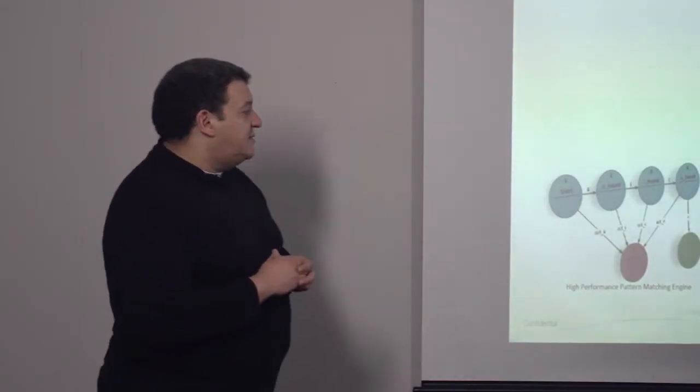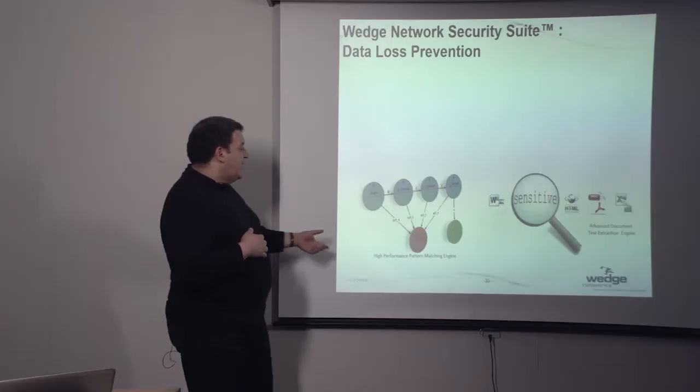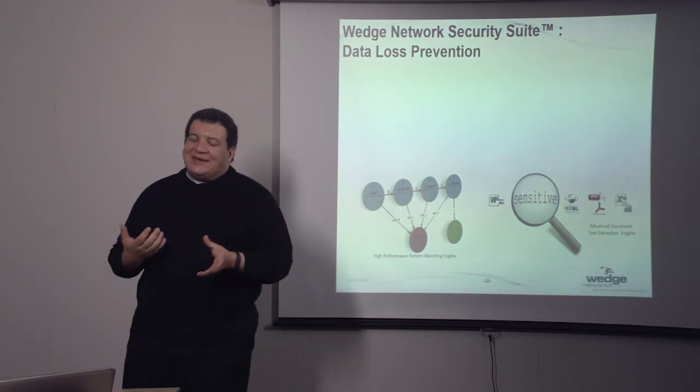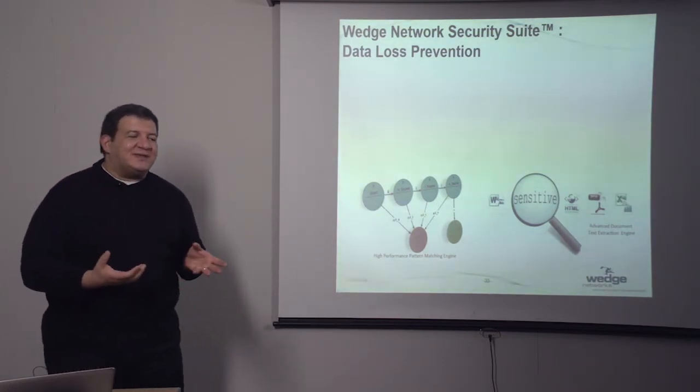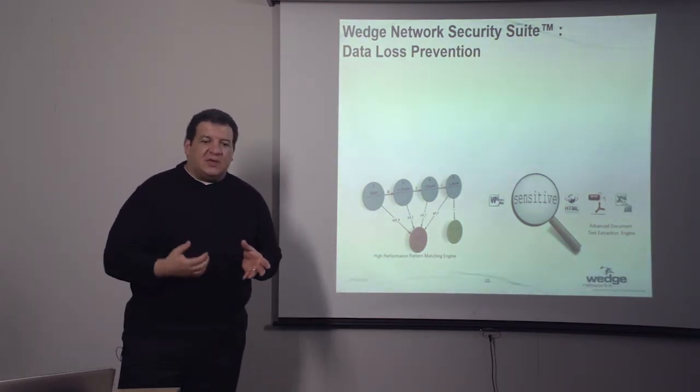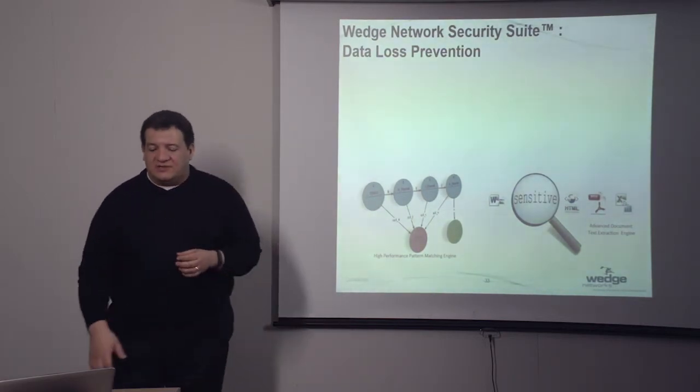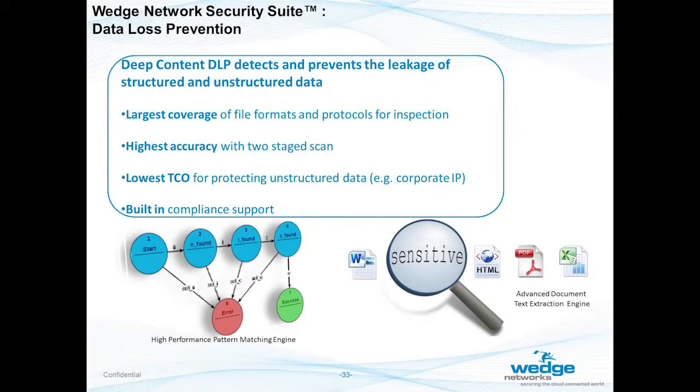So how do we do that? Well, we had to build a high-performance pattern matching engine that allows us to scan inside the files to ensure that content is stopped before it leaves if it matches the pattern that you are interested in. So how do we do that? This is how we do it. First of all, content is extracted. That's the deep content inspection engine. That's what we do.